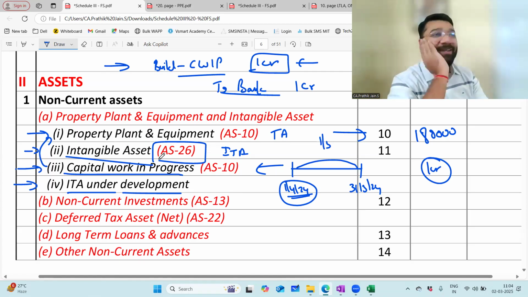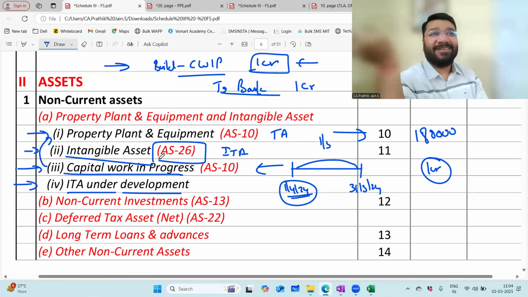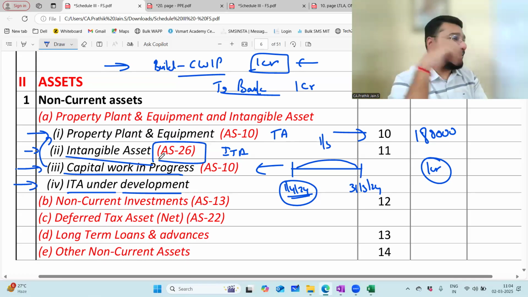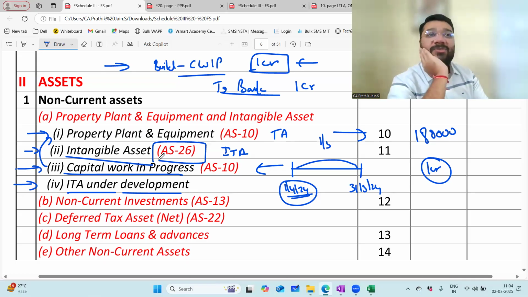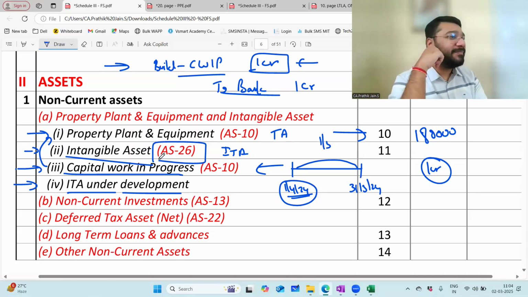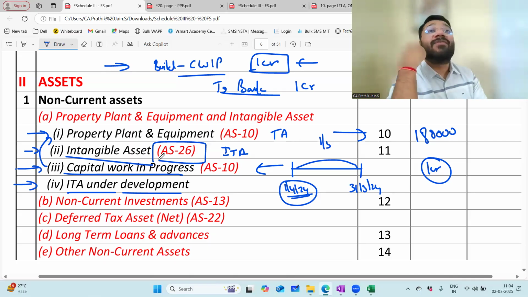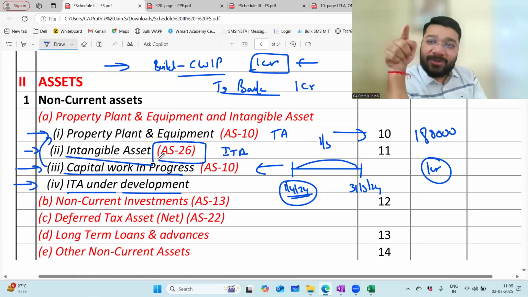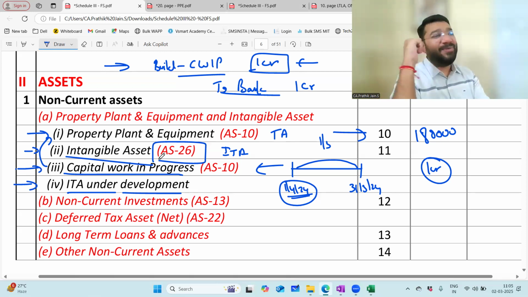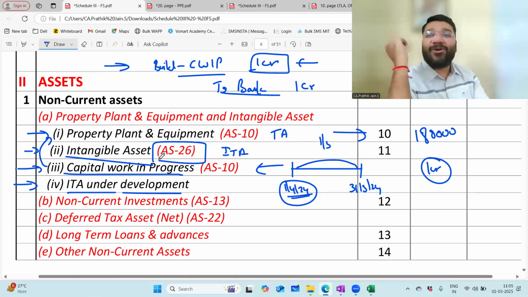You're coming in CA Inter. You can't tell this. Touch means tangible assets. I cannot touch means intangible assets. So tomorrow your principal will ask, who's your principal? The firm where you will go and register for articleship, no? You will be registered under a CA. That CA is called a principal. The principal is asking, what is intangible asset? So if I can touch you, you are tangible. If I can't touch you, you are intangible. He'll kick you out from the firm.